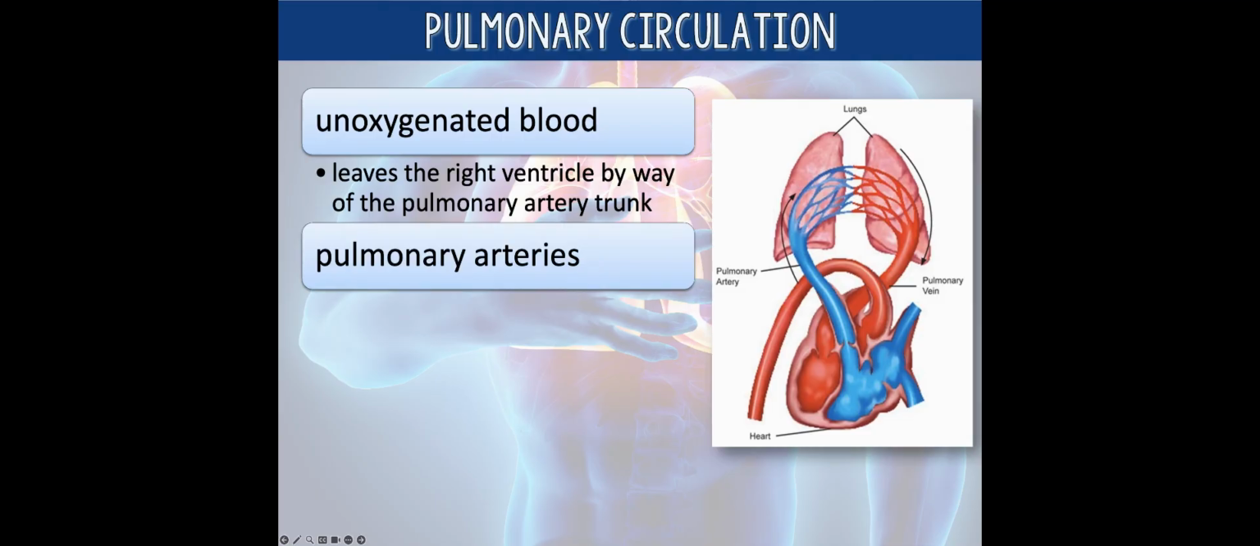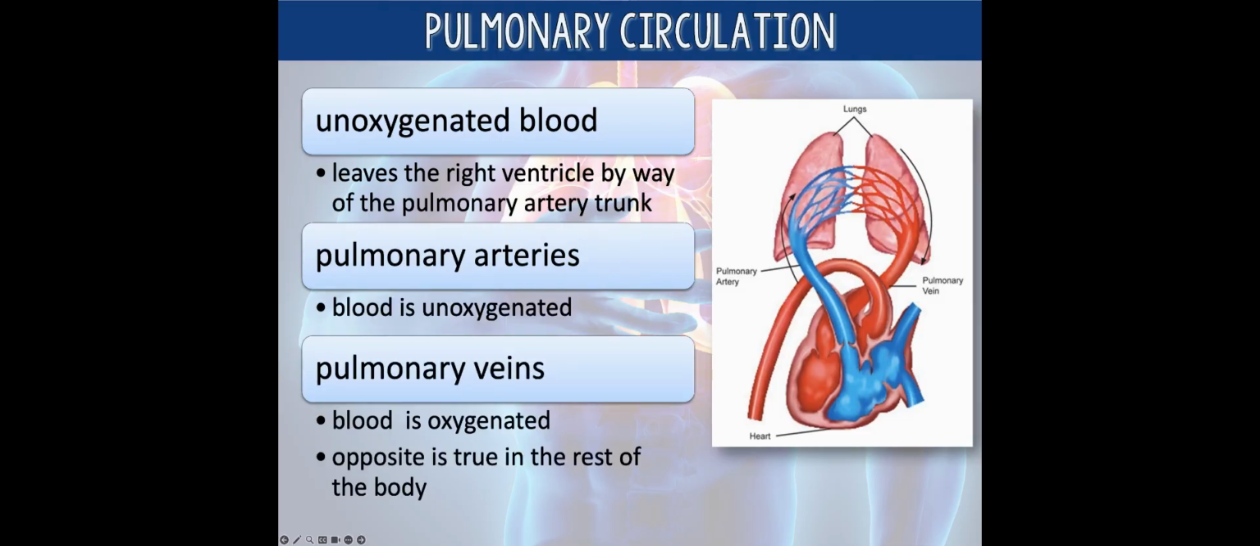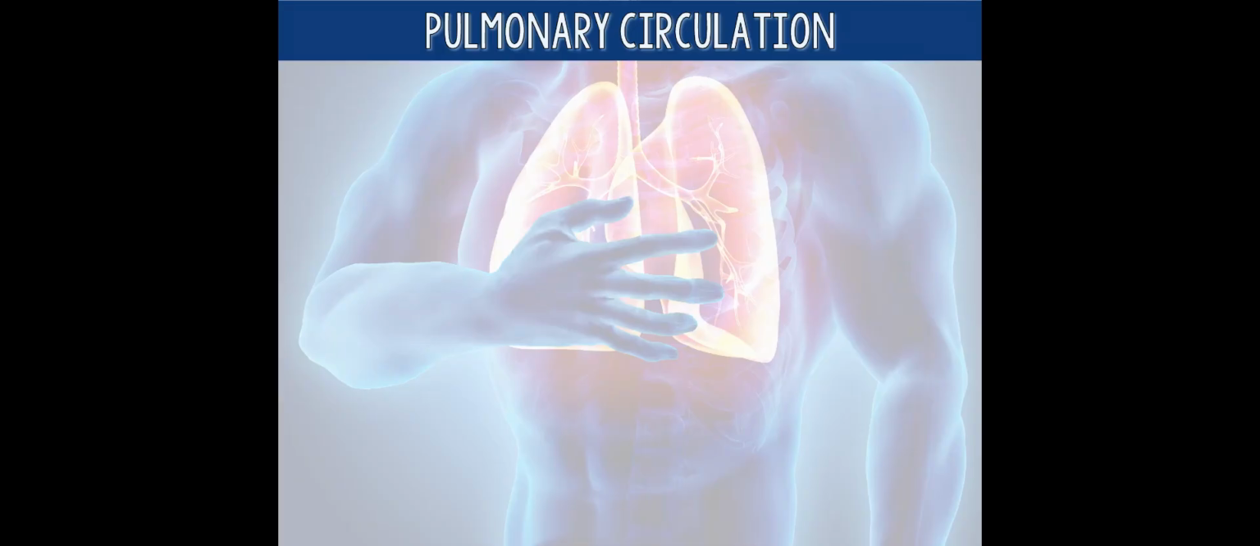Pulmonary arterial blood is unoxygenated, and the blood that is in the pulmonary vein is oxygenated, which is kind of opposite to the rest of the body, because arterial blood is oxygenated and the venous blood is unoxygenated.